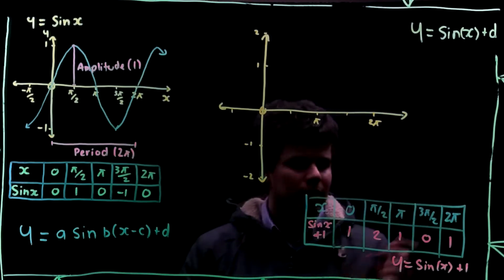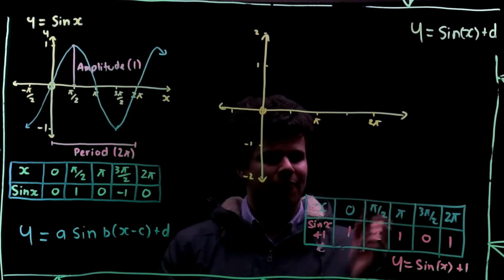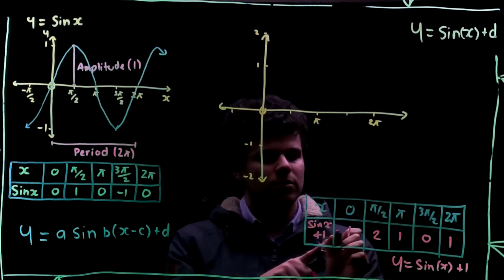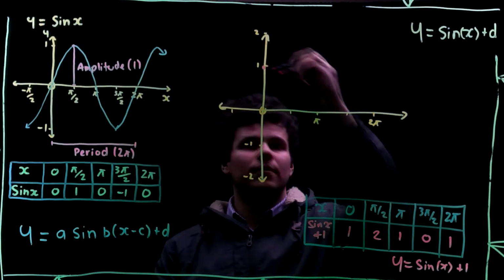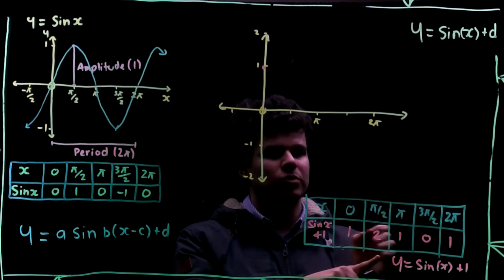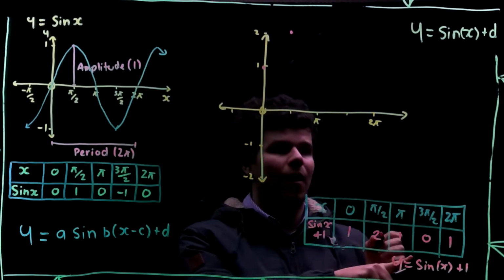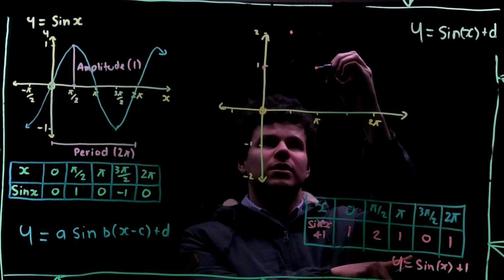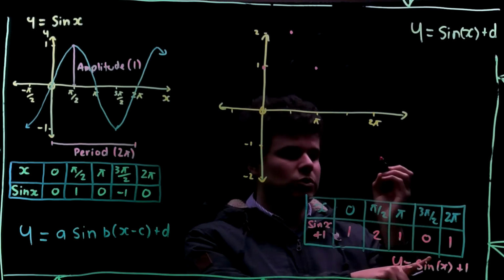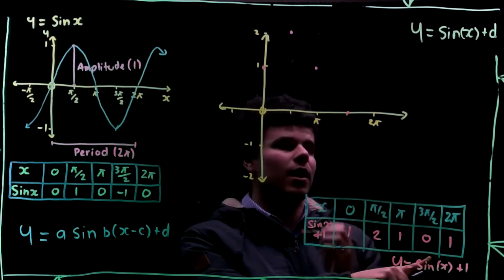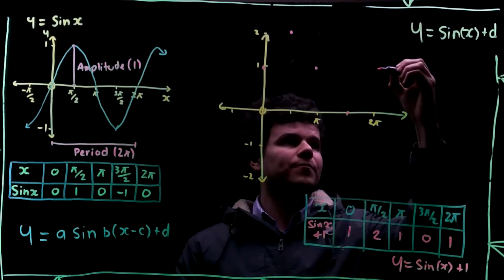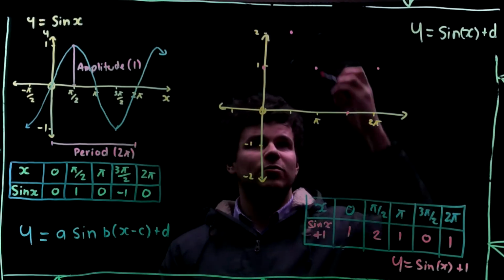So, let's plot where these are on our graph. At x equals 0, sine of x plus 1 is 1. Well, that's up here. At pi on 2, it equals 2. Ooh, that's all the way up here. At pi, it equals 1. Well, that's here. At 3 pi on 2, it equals 0, which is here. And at 2 pi, it's back at 1. So let's play join the dots.